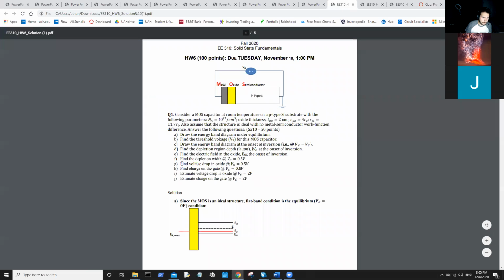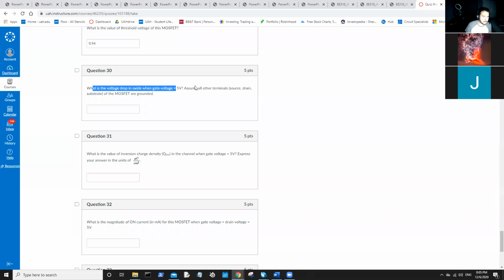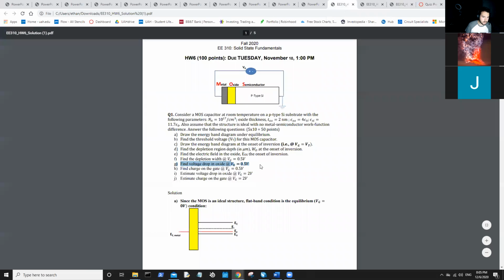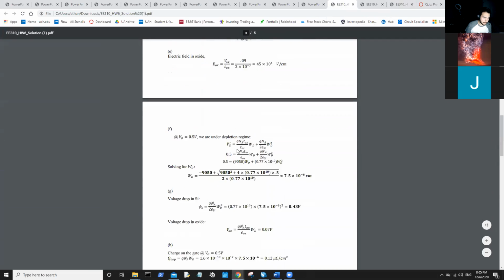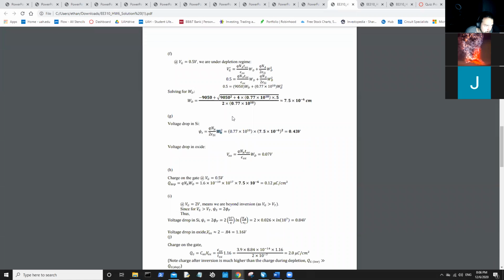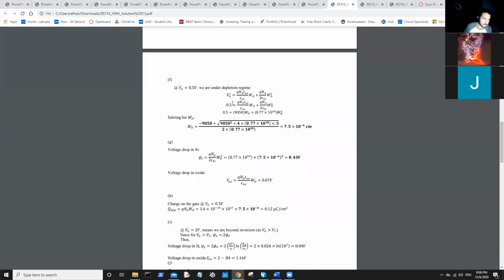That seems awfully like the earlier one: find the voltage drop in the oxide when the voltage is equal to 0.5. But here he just upped it to a kind of ridiculous amount. So if we go down to part G, voltage drop in the silicon and then the voltage drop in the oxide is calculated using this. The change here looks like a change in WD.